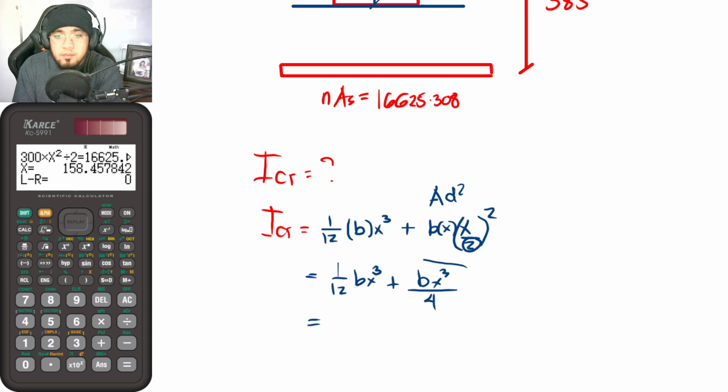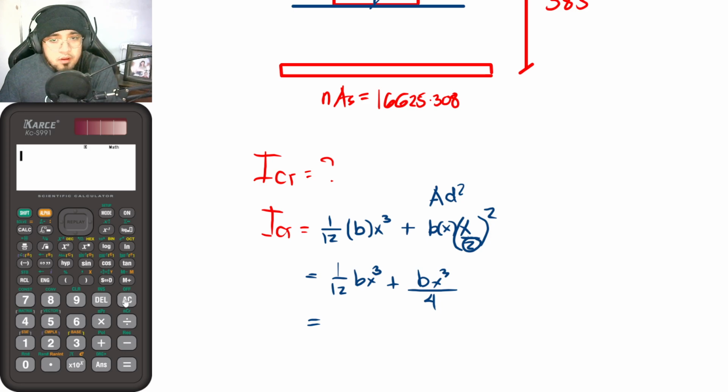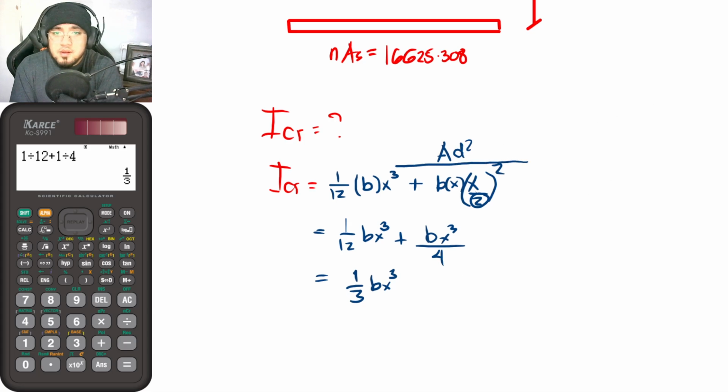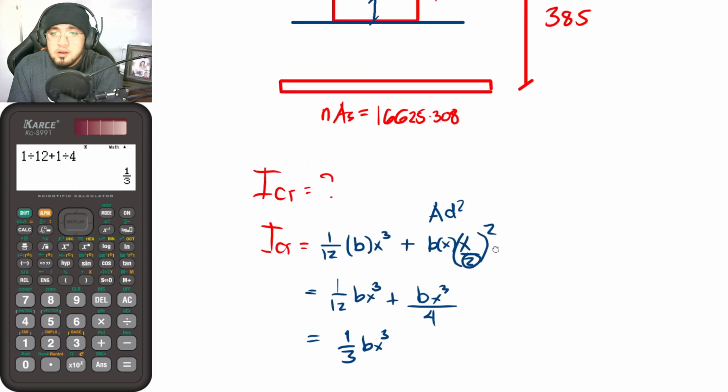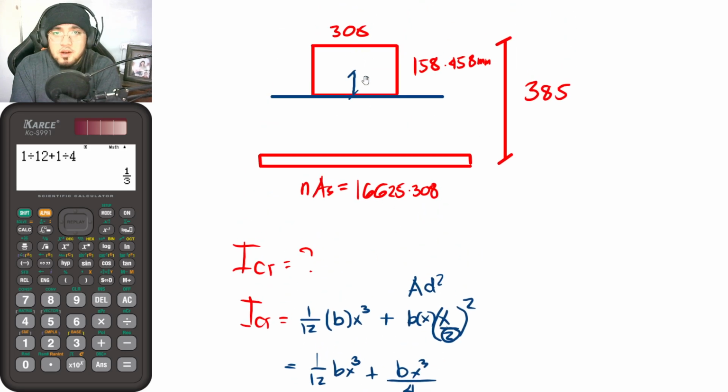If you would be further simplifying this, looking at the calculator, 1 over 12 plus 1/4 is actually equal to 1/3. So 1 over 3 bx cubed. You can either make use of this equation or just the derived equation, 1/3 bx cubed. Okay, so that is for the moment of inertia of this particular value.